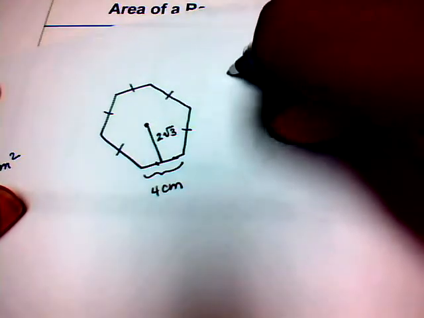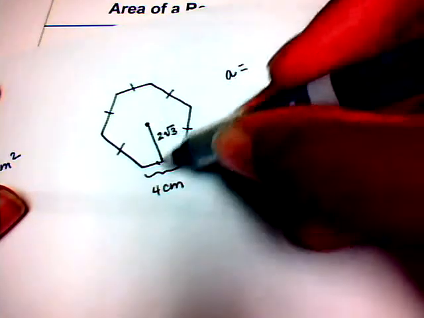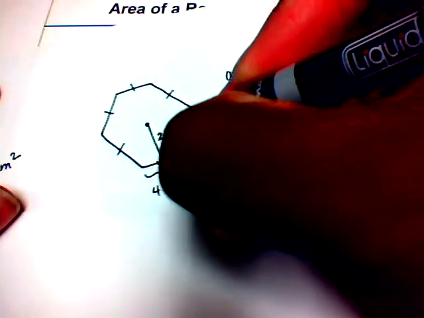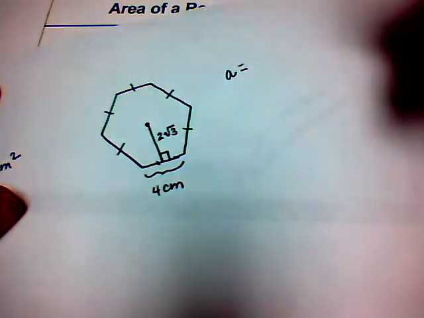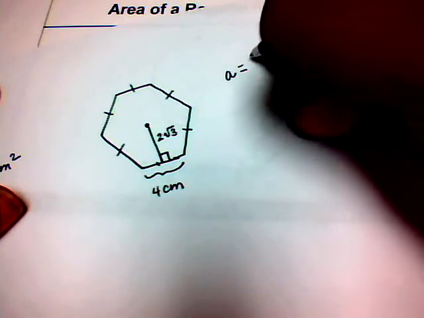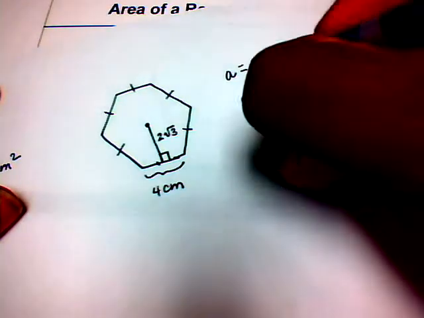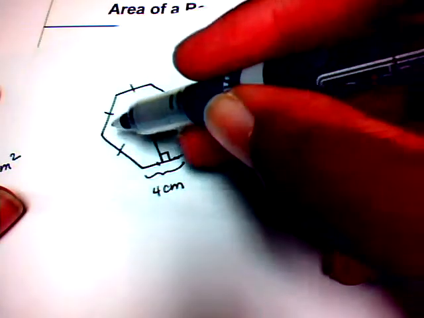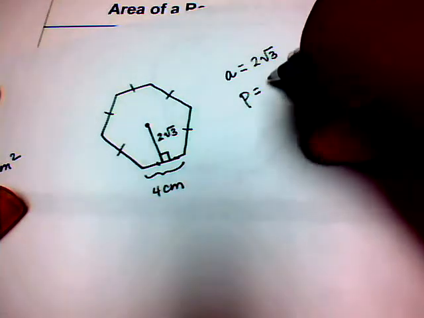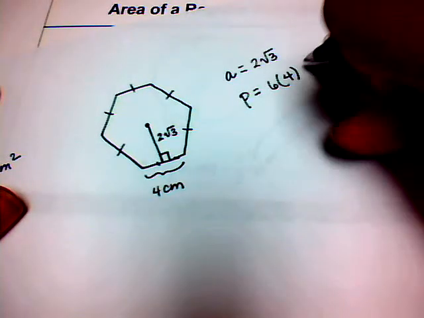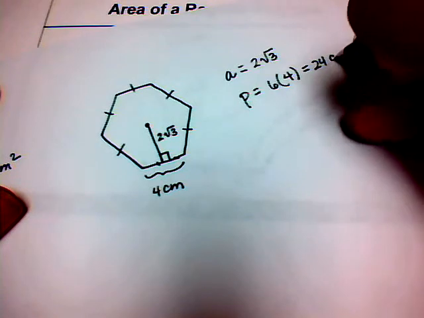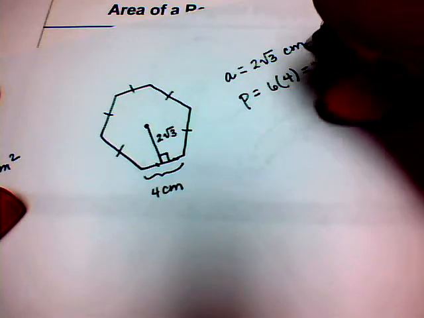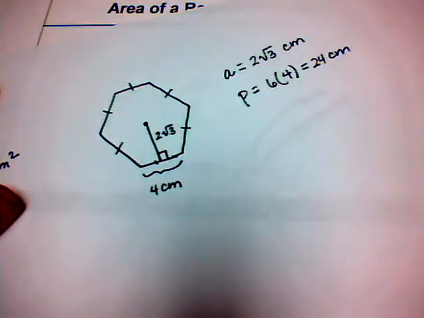First of all, I know what the apothem is, which is the A. That's this length right here from the center of the polygon to a side, perpendicular to it. And that's 2 square root of 3. Now to find out what the perimeter is, the length of the side is 4 centimeters, and I have 6 equal sides of 4 centimeters. So that's going to be 6 times 4, which is 24 centimeters. And by the way, that 2 square root of 3 is also in centimeters as well, I should say.